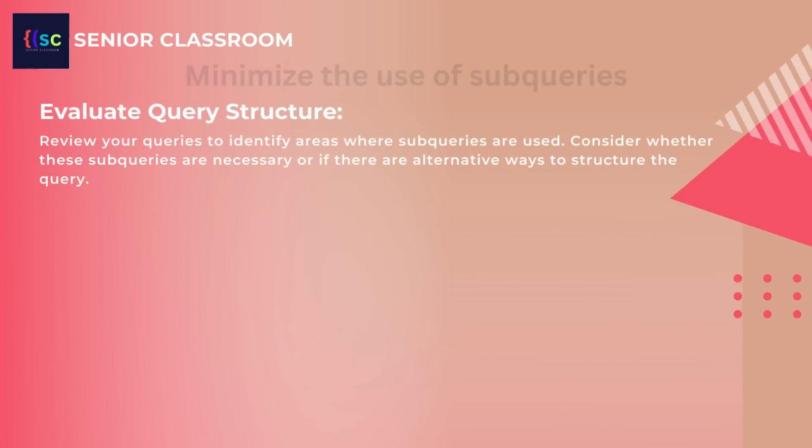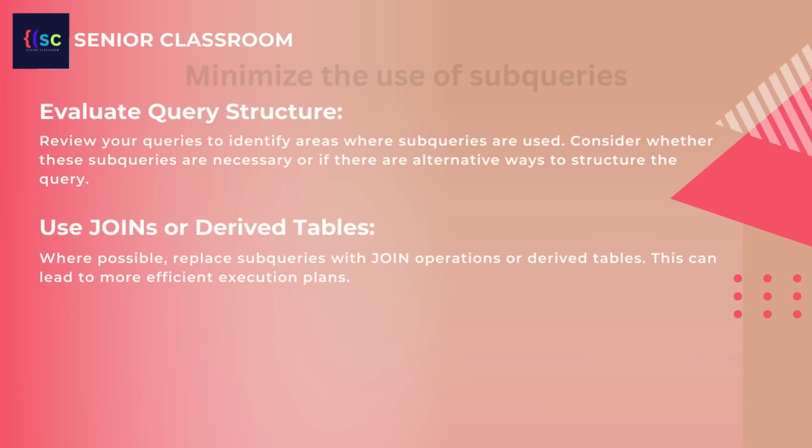How to apply this technique? Evaluate query structure. Review your queries to identify areas where subqueries are used. Consider whether these subqueries are necessary or if there are alternative ways to structure the query. Use joins or derived tables. Where possible, replace subqueries with join operations or derived tables. This can lead to more efficient execution plans.